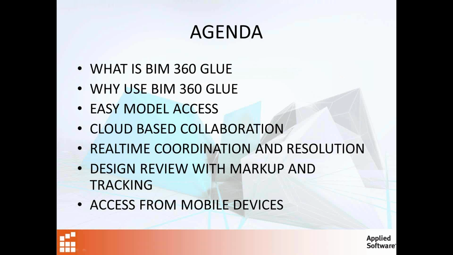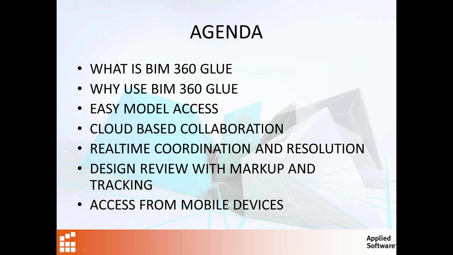So first, what is Glue? BIM 360 Glue, it's a cloud-based service that allows architects and engineers to coordinate with each other. We can also allow owners the ability to view their model. The interface for Glue is so easy that you do not have to be a Revit user, a CAD user, a Navisworks user. It's designed for anybody that has access to the project and give them the ability to review the project.